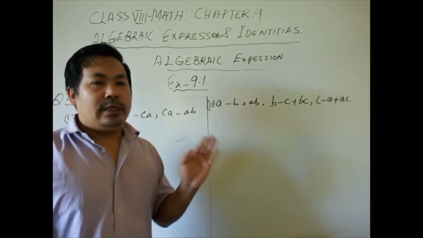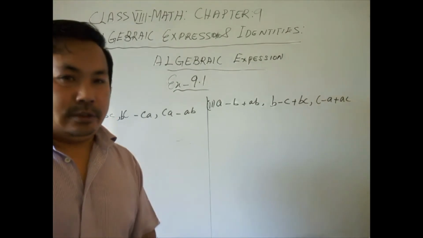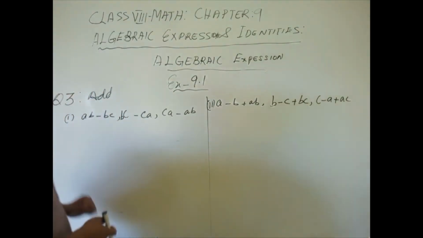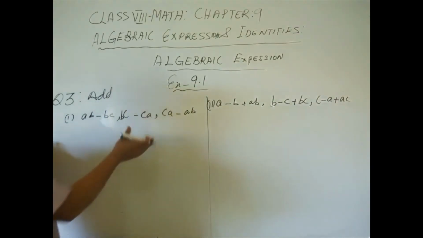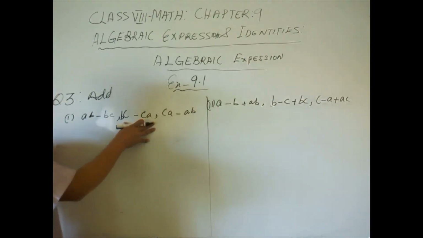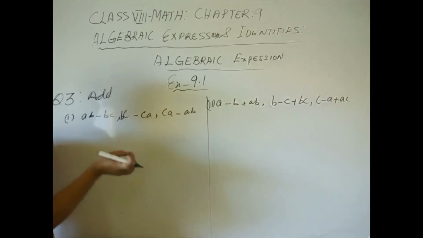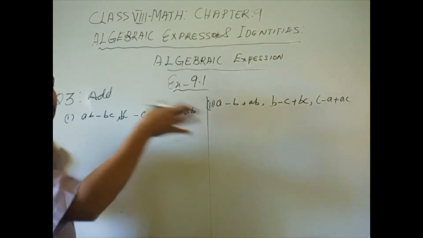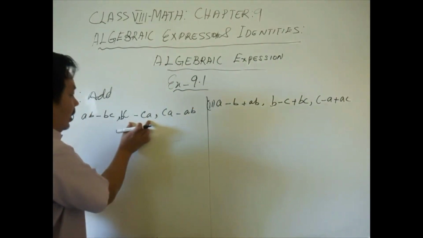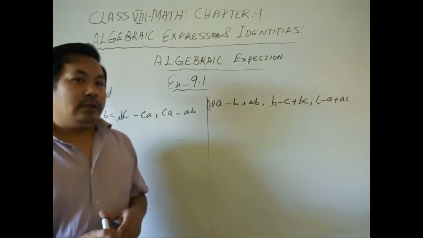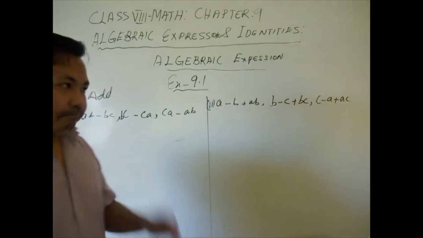In question number 3, we start the addition of algebraic expressions. See, be aware of these commas. The commas tell you that these are different expressions: one expression, two expression, three expressions. Three expressions are given here, one here, another here. These three expressions we are going to add together, isn't it?